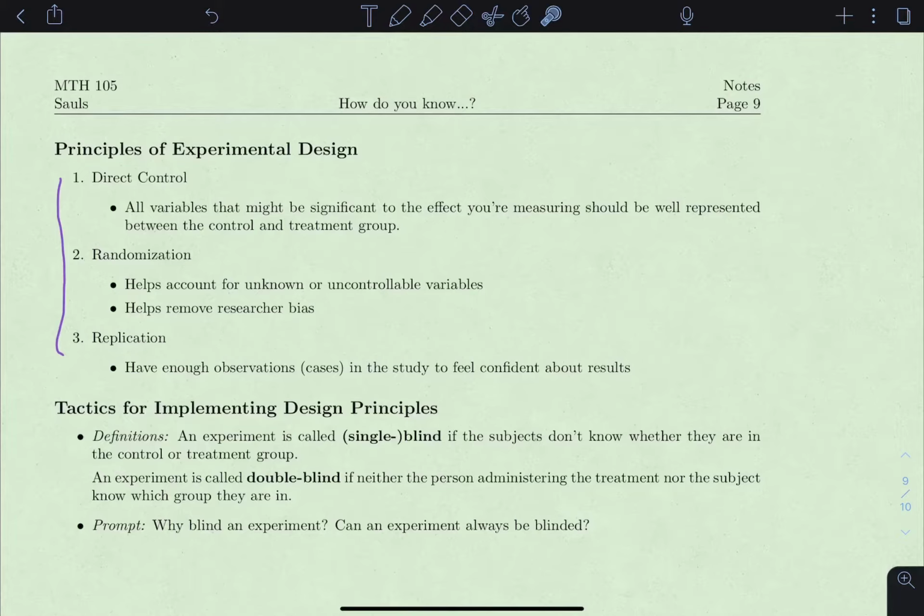And the reason why you want to do this is in part to remove researcher bias. You can imagine a medical study where the researcher got to choose, and they wanted the medical trial to be successful for whatever the new treatment was. You might imagine that even without knowing it, they might choose the healthier individuals to be in the treatment group. So there needs to be some randomization to remove bias.